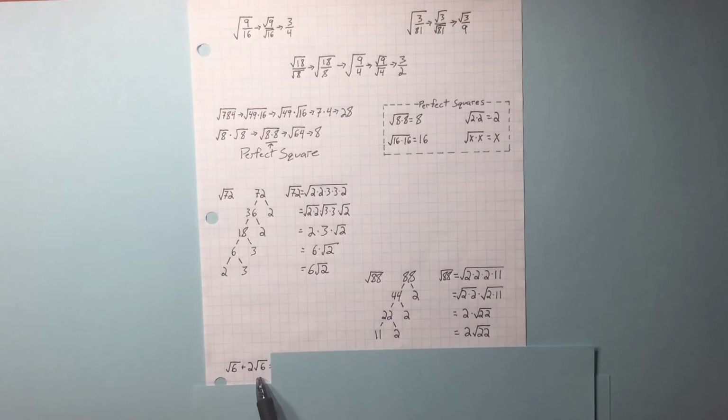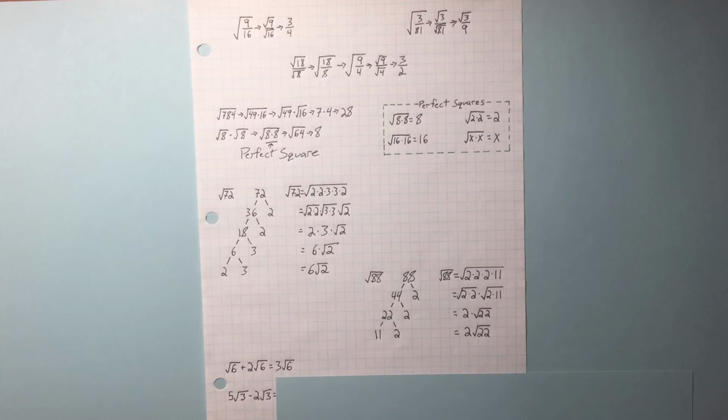1 rad 6 plus 2 rad 6s equals 3 rad 6. 5 rad 3s minus 2 rad 3s, that equals 3 rad 3s. 4 rad 3 plus a rad 7 plus 2 rad 3s, that's our answer. Can't be simplified anymore without using a calculator.